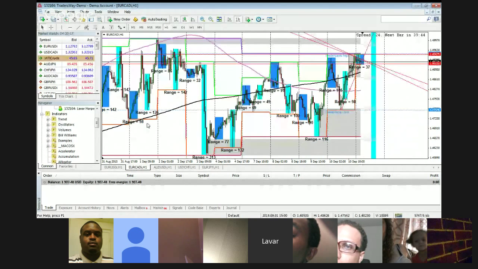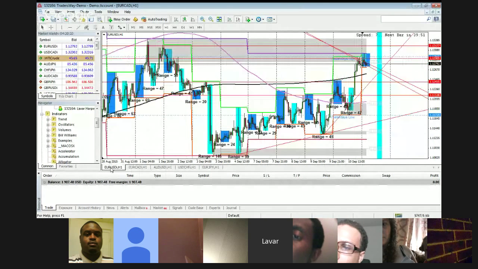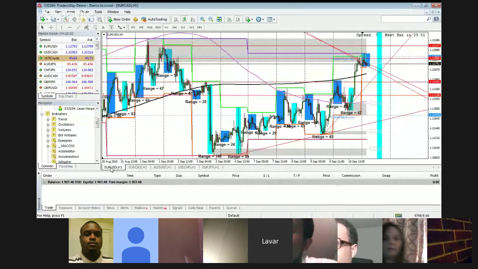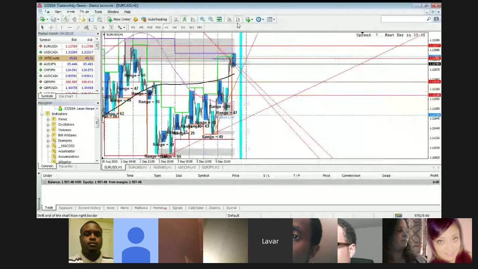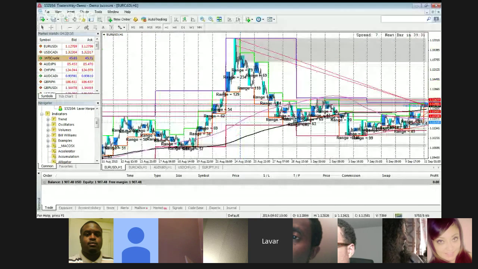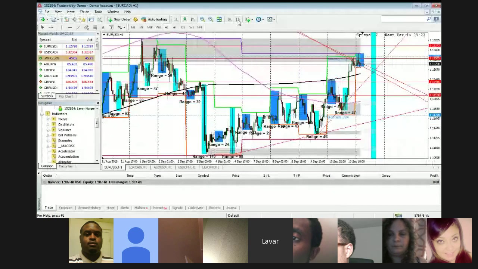So let's just look at Euro USD and see what Euro USD could be doing. Here, let's put some more support and resistance lines in.